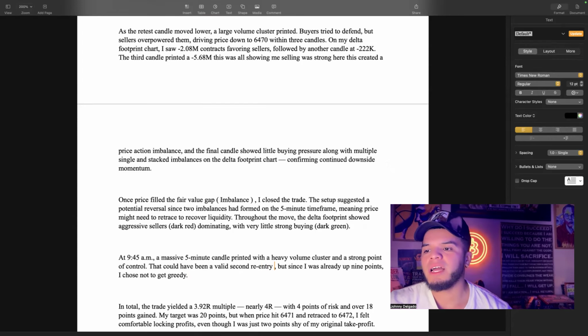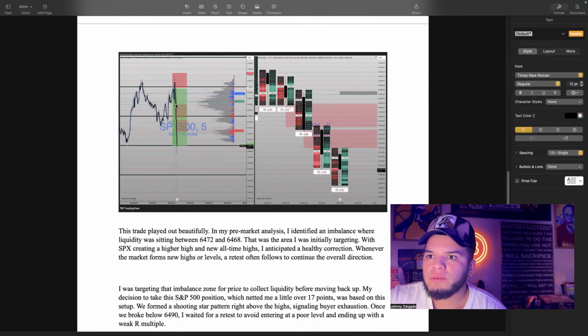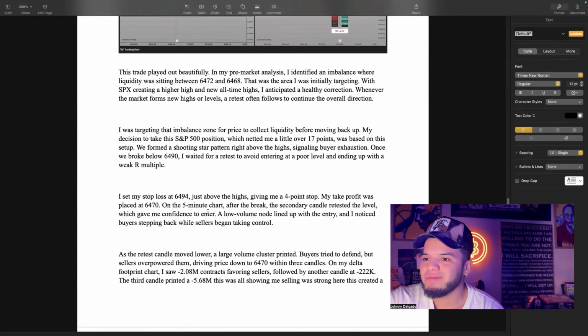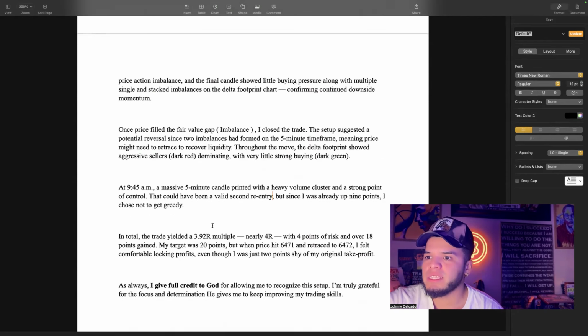So I talked about that basically here. When price retested off this big drop and it went back up here, that could have been a retest, but there was no need for me to be greedy. Less is more. Following my game plan is key. And since I wrote here, but since I was already up 9 points, I chose not to get greedy.